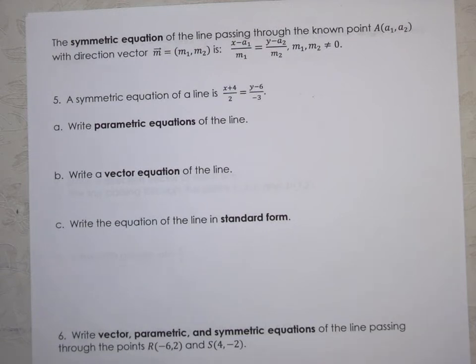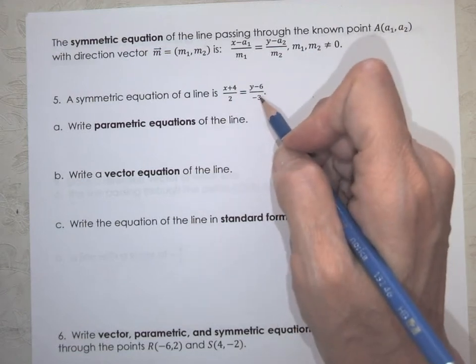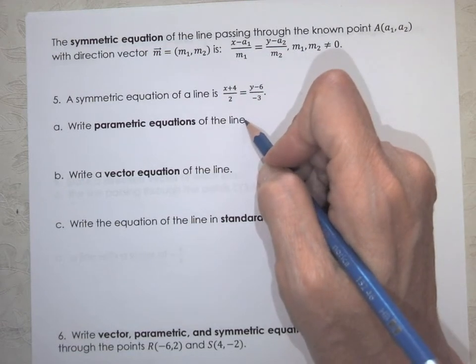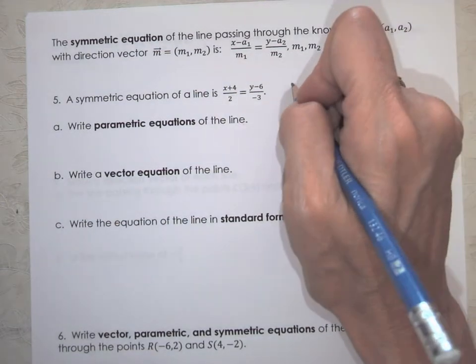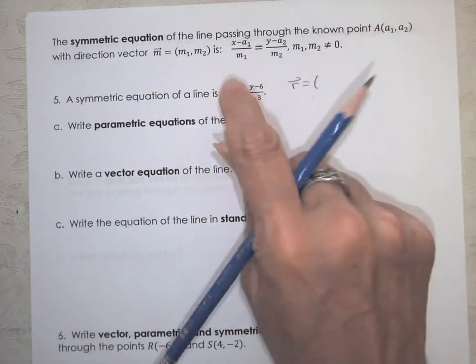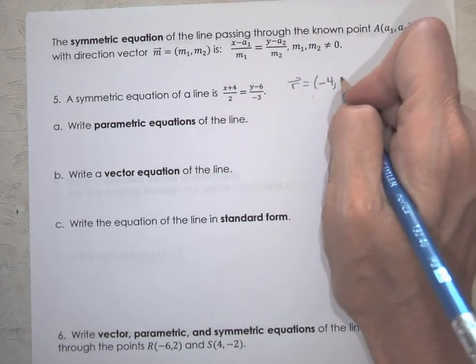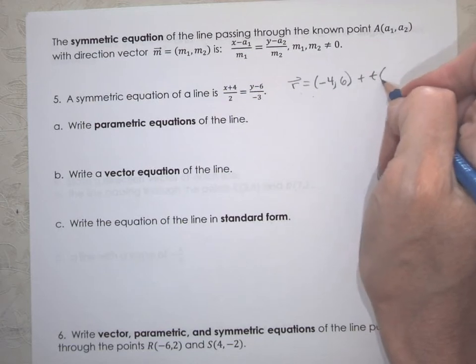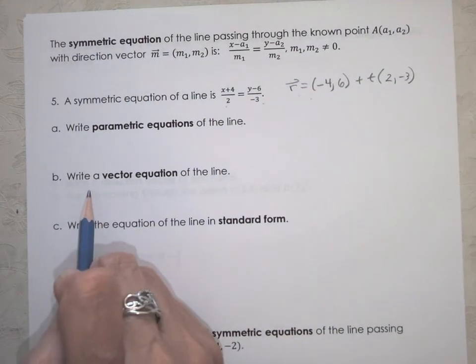So here's question 5. A symmetric equation of a line is (x plus 4) over 2 equals (y minus 6) over negative 3. Write parametric equations of the line. I usually always do the vector equation first because it's easier for me to get parametric equations from it. So I know a point on the line is (-4, 6), and I know the direction vector is (2, -3).